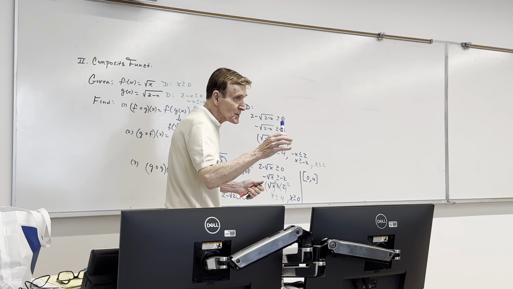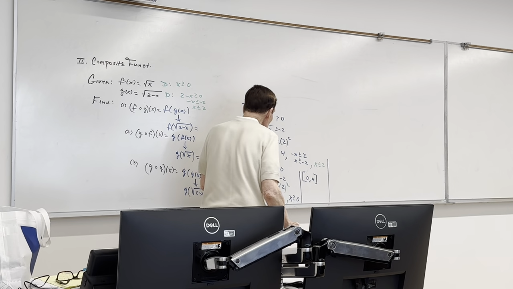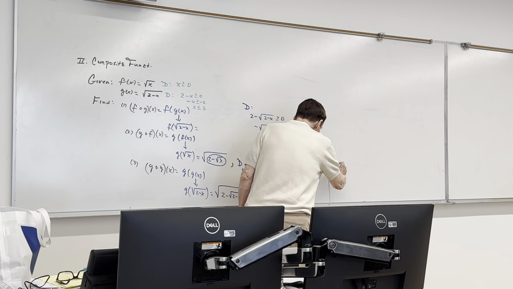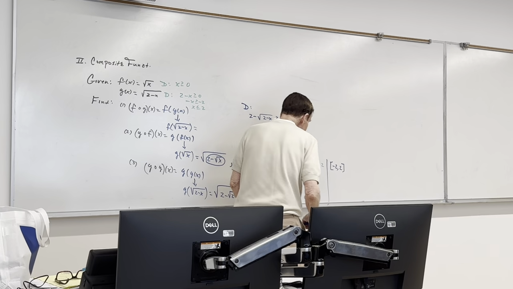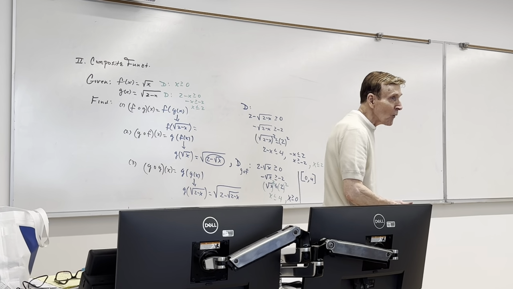Now, before I take Bella's question, can someone tell me in interval notation, what's my final domain? Negative 2 up to 2. You get outside that domain, something's gonna happen.